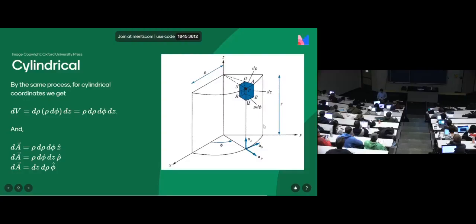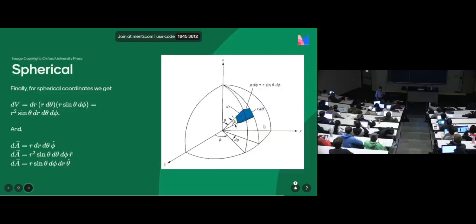For a sphere, the differential volume is going to be dr, moving out along this direction. And then we've got r d theta. Theta is known as the polar angle. It measures from the z-axis to the vector r pointing out from the origin here. And d theta is how much this angle changes. So we've got dr times r d theta.